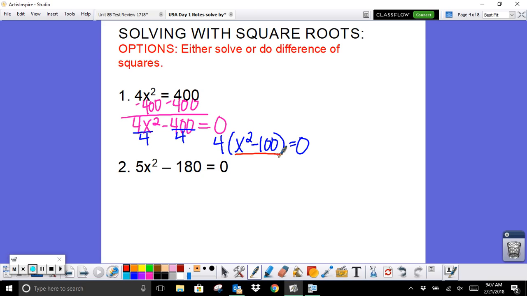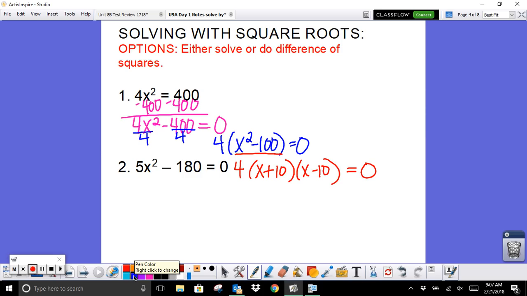So I can factor x squared minus 100 into x plus 10 and x minus 10. And I still have that 4 that I took out, and this is all still equal to 0. Okay? So if you can't remember how to do the difference of squares, you need to go back and look at it because I don't have time to reteach that. But x squared minus 100 is a difference of squares.